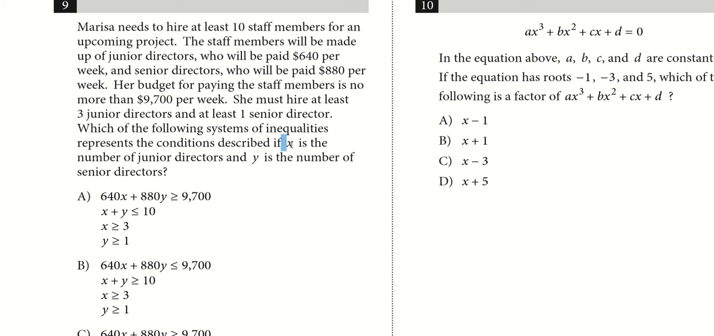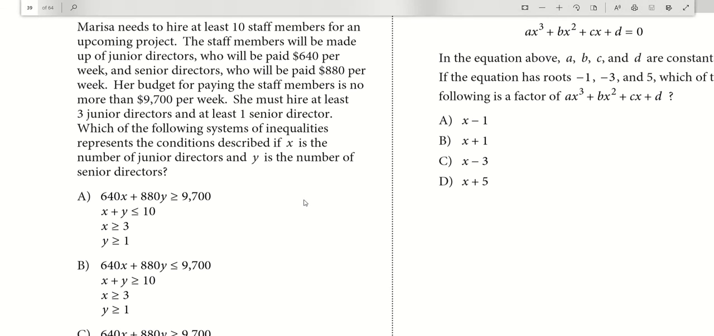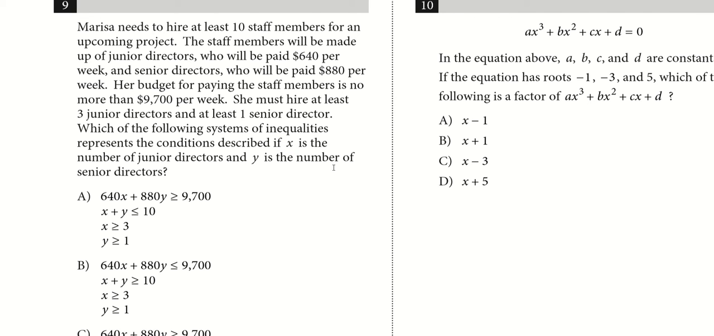We're told that X is the number of junior directors and Y is the number of senior directors. So let's first start with the very basic limitations here. We were told that she has to have at least 3 junior directors, right? So if X is the number of junior directors, X has to be larger than or equal to 3. It has to be at least 3. And Y has to be larger than or equal to 1, right? Because we were told that we need at least 1 senior director, and Y is the number of senior directors.